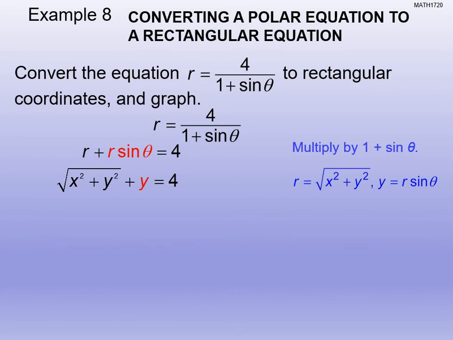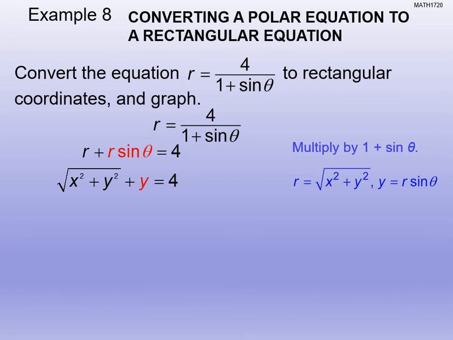It's a little bit more tricky going from polar back to rectangular. You're always going to have to look for r cosine thetas, r sine thetas, and r's. Those are really just what we're replacing.